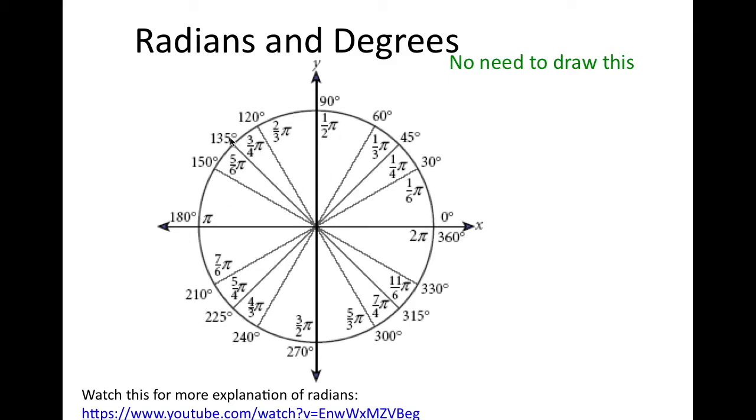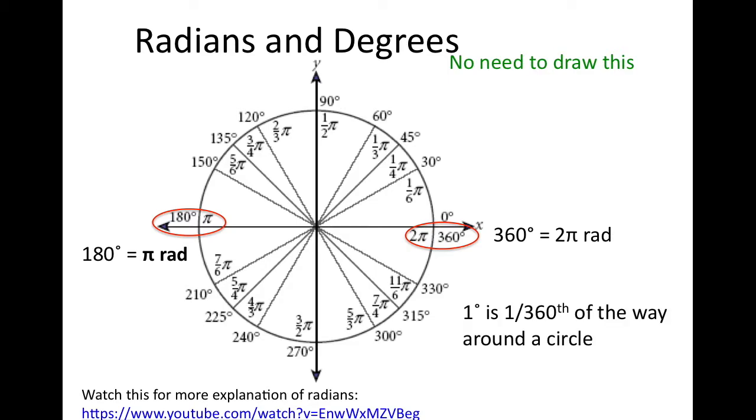Notice that with circles, we have the amount of degrees going from 0 all the way around to a full revolution, which is 360. If we did this in radians, we know that to go all the way around the circle would be equivalent to 2 pi. Pi radians equals 180 degrees, and 2 pi equals 360 degrees.